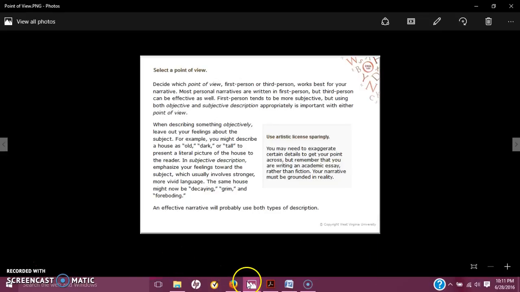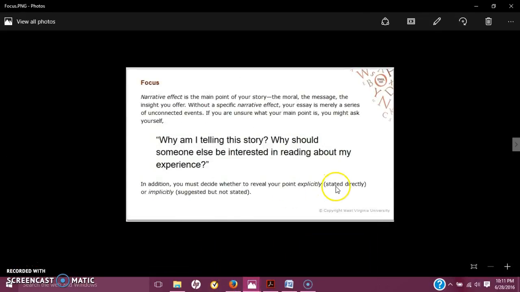All right, let's move on to focus. Focus. This is one of the most important parts of the narrative paper. Focus is exactly what it's asking in the middle. Why am I telling this story? Why should someone else be interested in reading about my experience? It's essentially the infamous so what question. So this is why is the story unique to you? Why are you telling it?